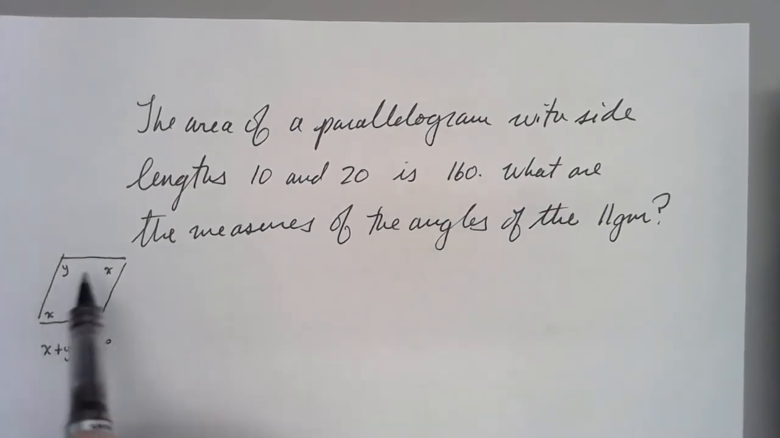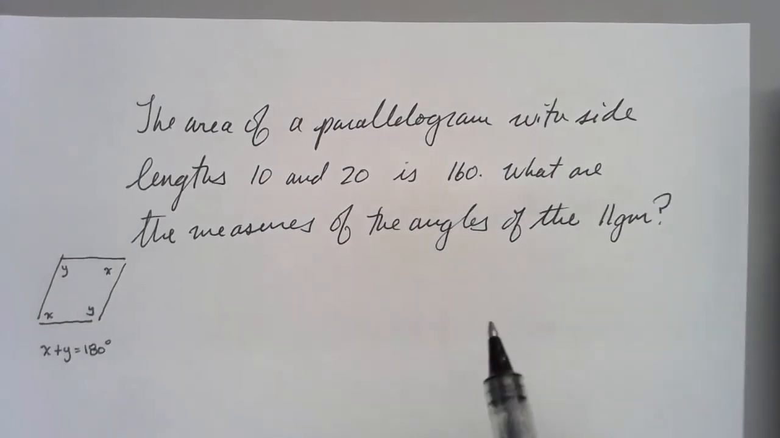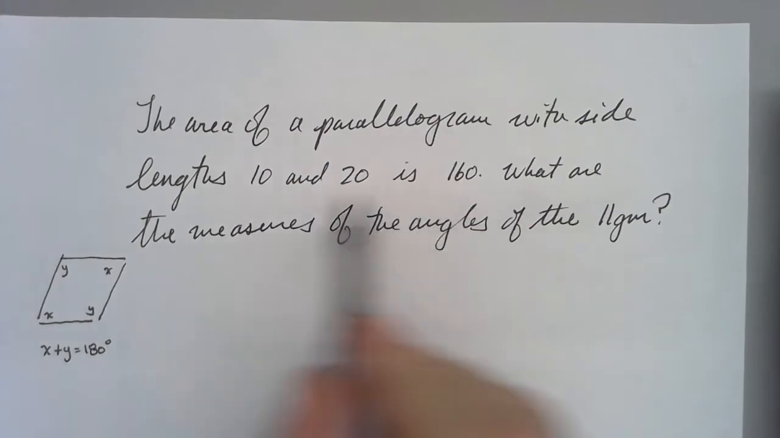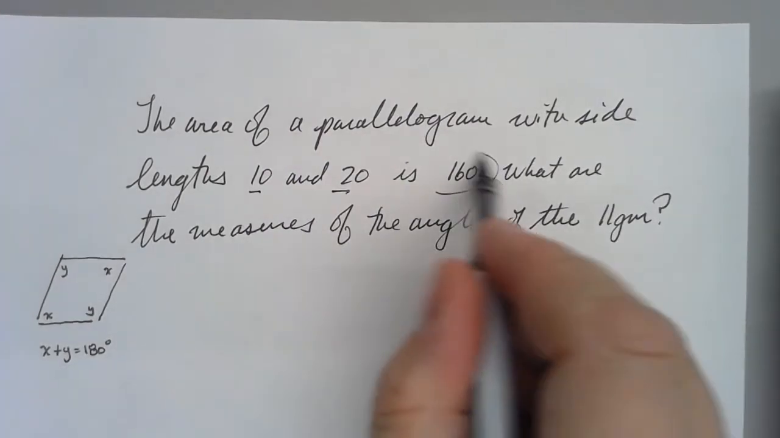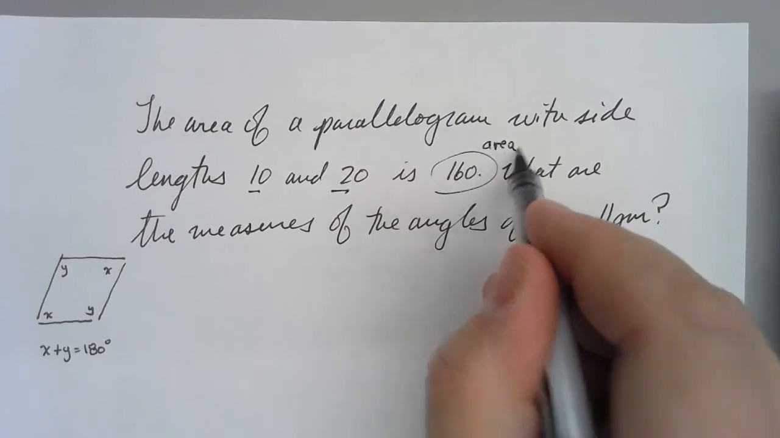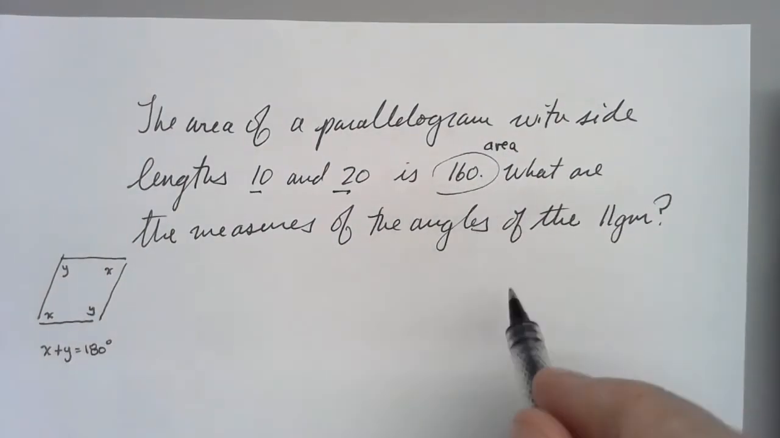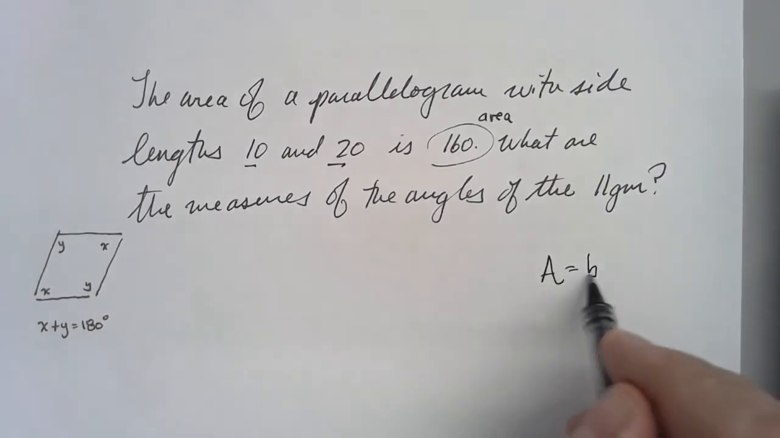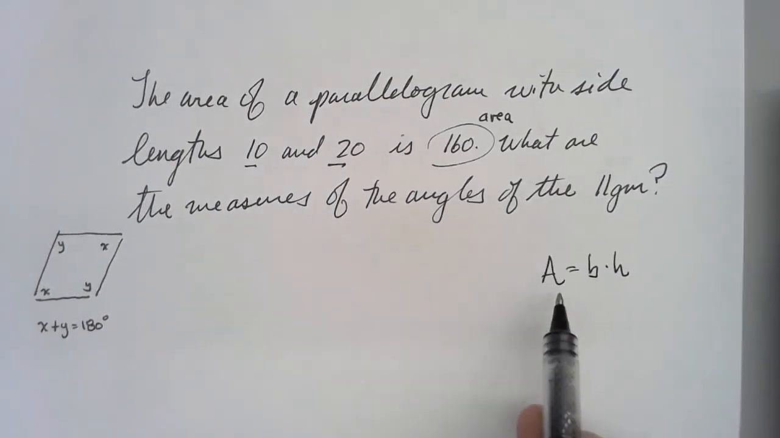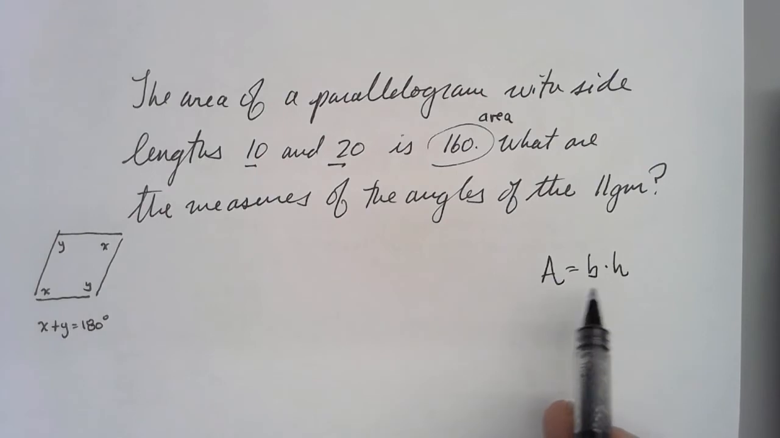They'll add up to 180 degrees. So we want to know the measures of the four angles of the parallelogram. What we're told is we know the side lengths are 10 and 20, and we're told the area. This is the area. So in any problem where you're told the area, it immediately becomes suspicious that you're probably going to use this formula. Instead of calculating area, we're going to use the formula to figure something else out over here.